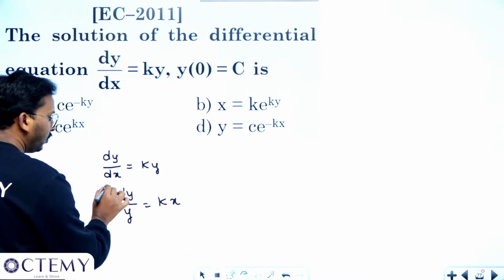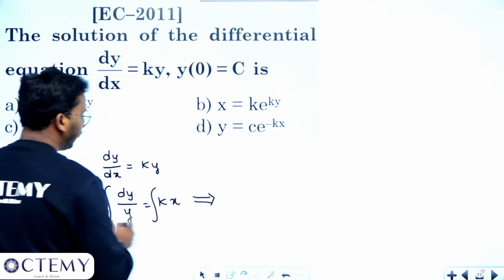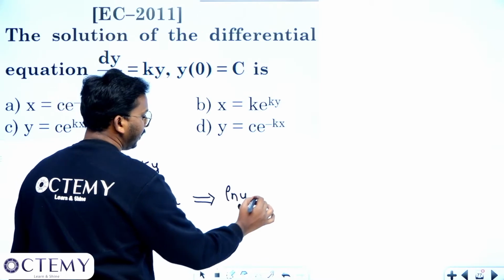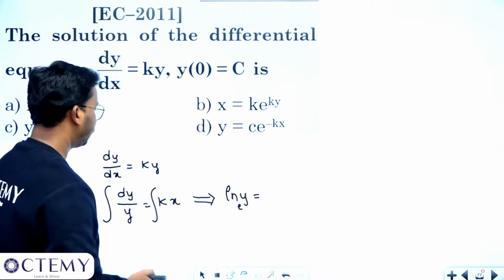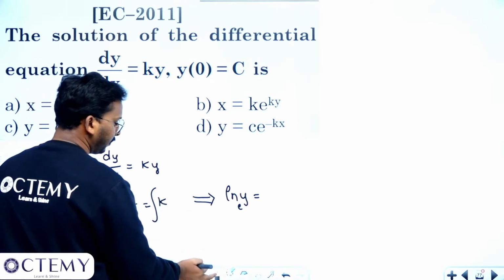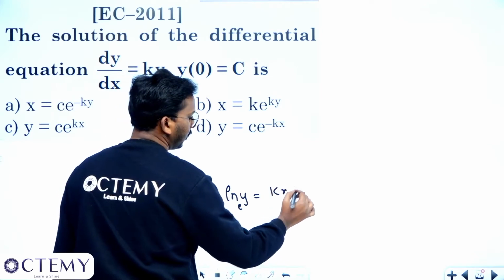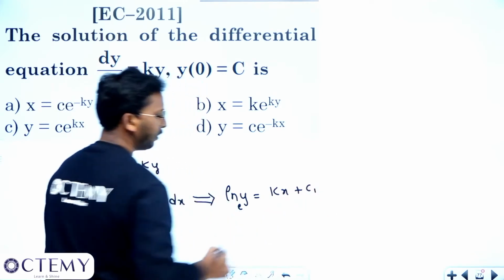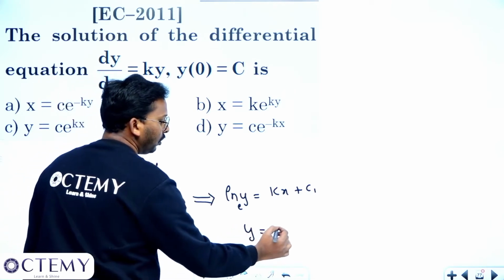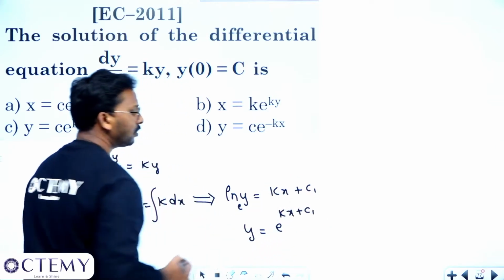Yes, sir. Now what will I do? I will integrate on both sides. Once I integrate it, this will become ln y base e is equal to k dx integrated, so this will become kx plus some constant c1, right? Now from here, what will you get? y is equal to e power kx plus c1, right? This is the solution.